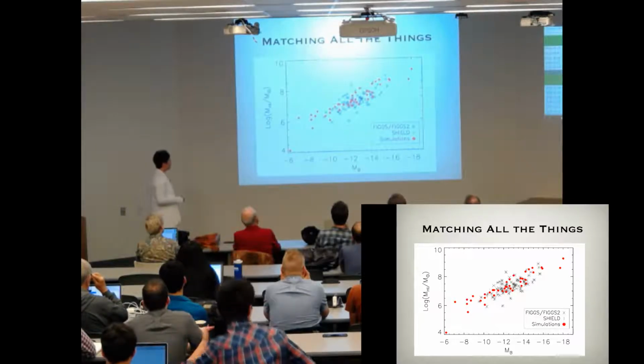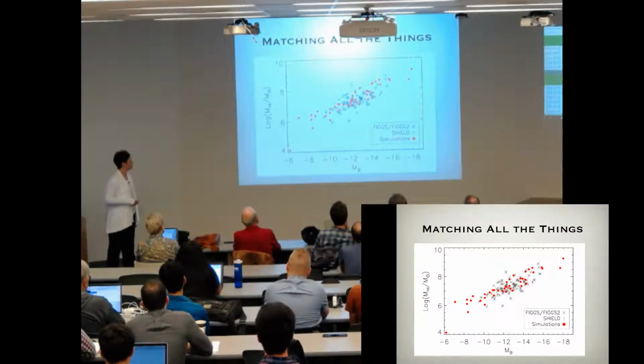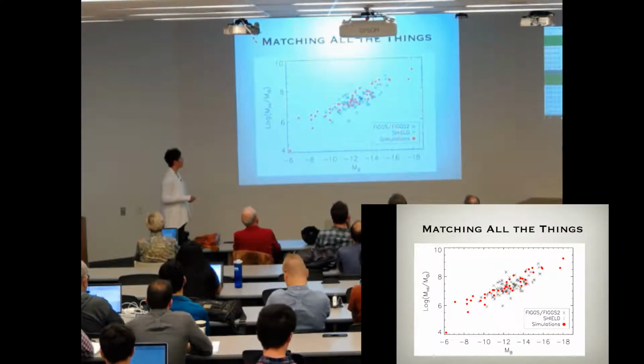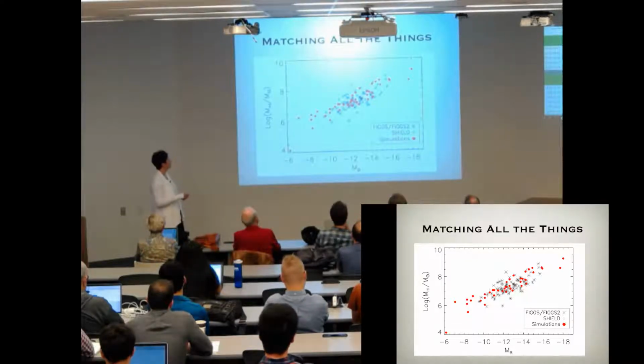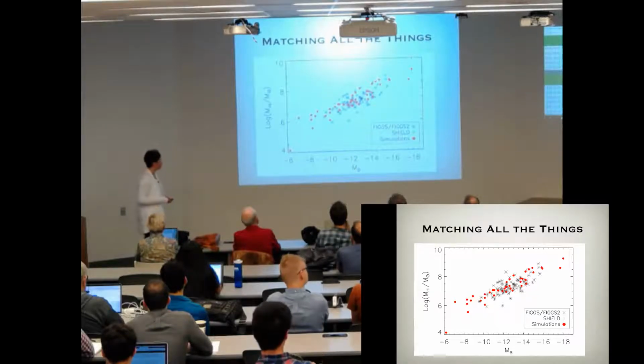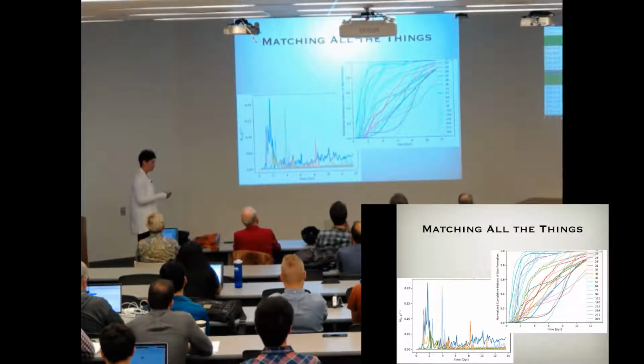Joel asked about the HI masses yesterday. So here's the HI mass as a function of B-band luminosity for these simulated dwarfs in red compared to data from the FIGGS and the FIGGS2 surveys and SHIELD. And so they're doing a really nice job of matching observed dwarfs as well.